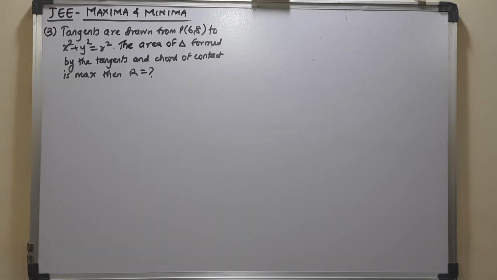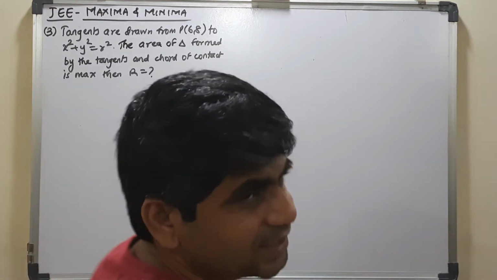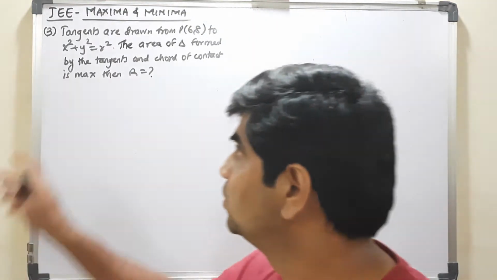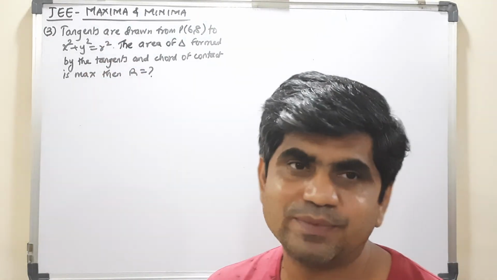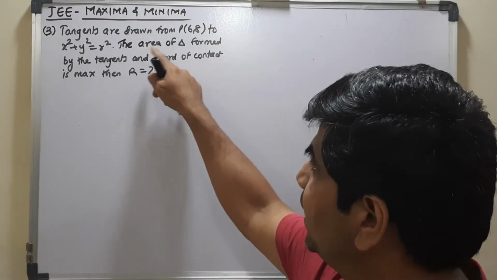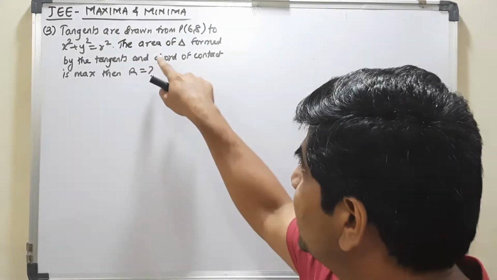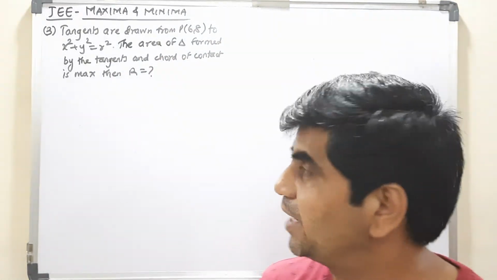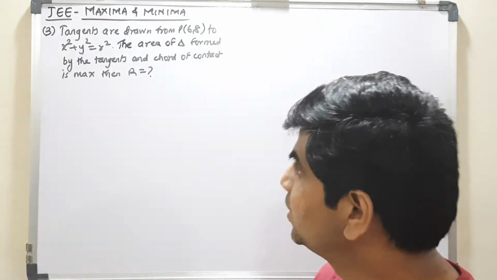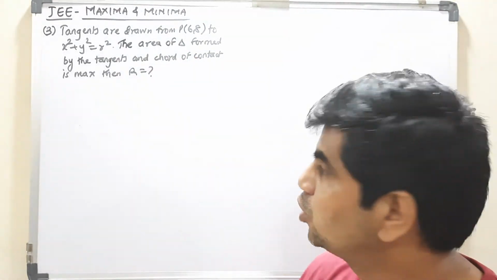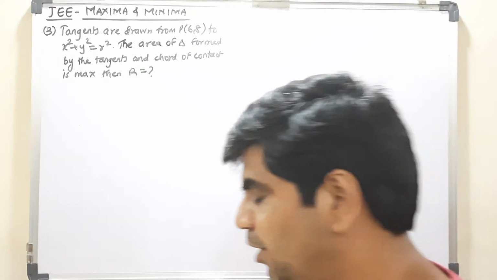Now coming to the next question, tangents are drawn from one point P(6, 8) to x square plus y square is equal to r square, that means a standard circle. The area of the triangle formed by tangents, that is tangent segments, and chord of contact will form a triangle. It is maximum, already told. So what should be the radius of the circle at that particular time?